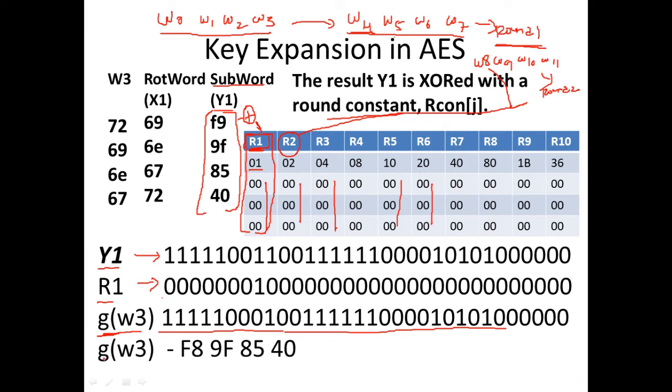And I have represented that result in hexadecimal. Say the first 4 ones represent an F, the next 4 zeros represent an 8. So the output is represented in hexadecimal. I hope you have understood what function G does.